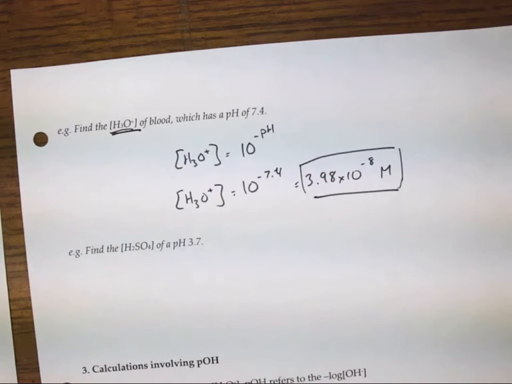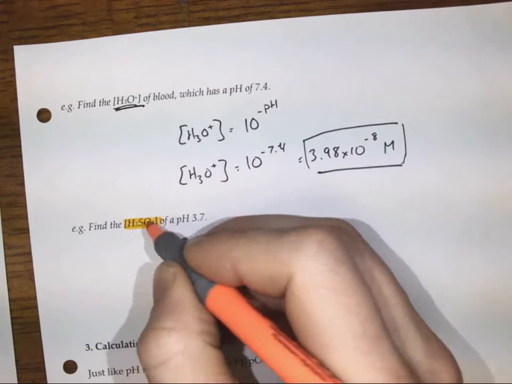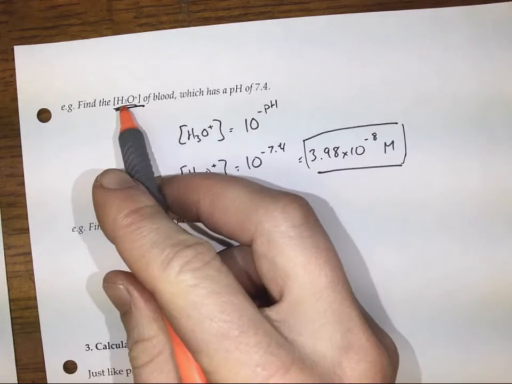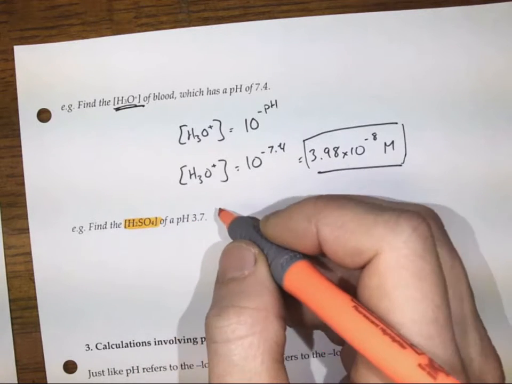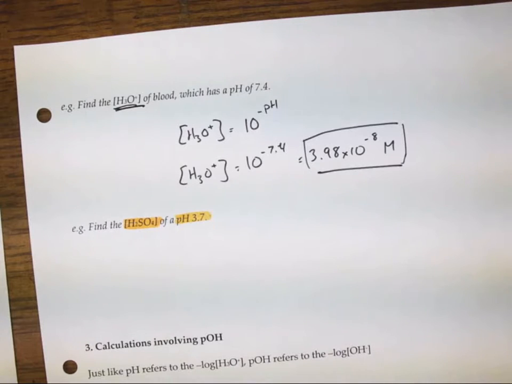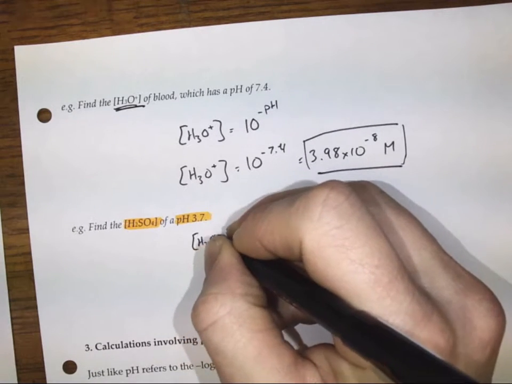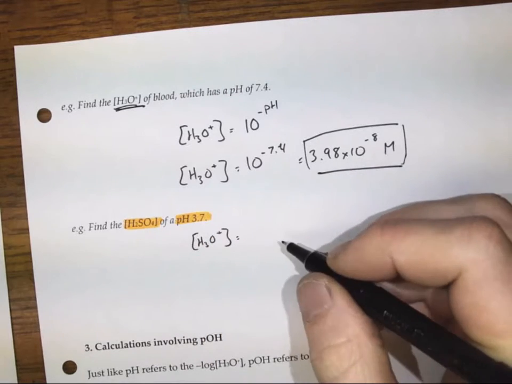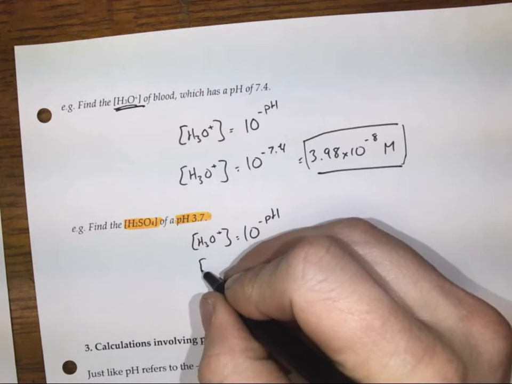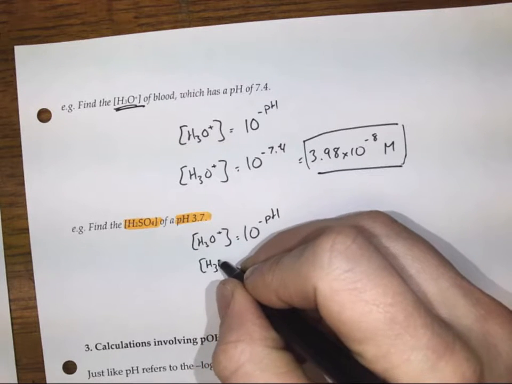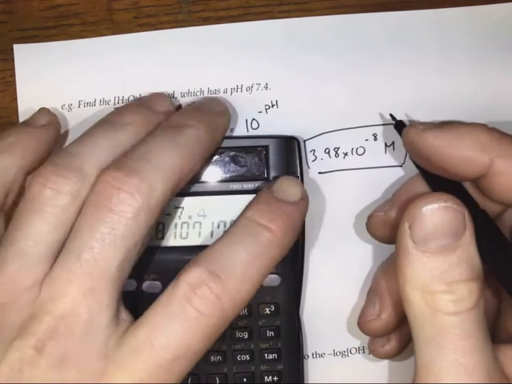Let's move on. We could also be asked to take it one stage further. We're not asked for the concentration of hydronium anymore. We're asked for the concentration of sulfuric acid, and we know that we have a pH of 3.7. So first, I'm going to find the concentration of hydronium because I know that can be done using this conversion, 10 to the power negative pH. And I know my pH is 3.7. So we'll find out what 10 to the power of negative 3.7 is.